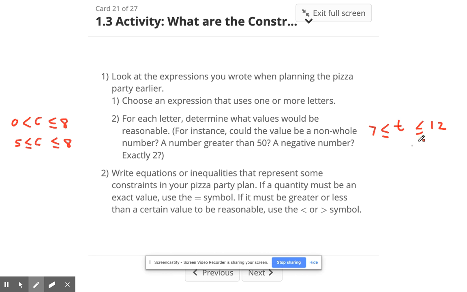So that's our constraint, right? There are limitations to what it could be. Again, it can't be a negative number because that's talking about cost. And most people are never going to pay $50 for a pizza, unless you're some fancy celebrity who can just throw away money like that. It can be a non-whole number though, because we said it can be like $7.50, so no problem there. Write equations or inequalities that represent some constraints in your pizza party.